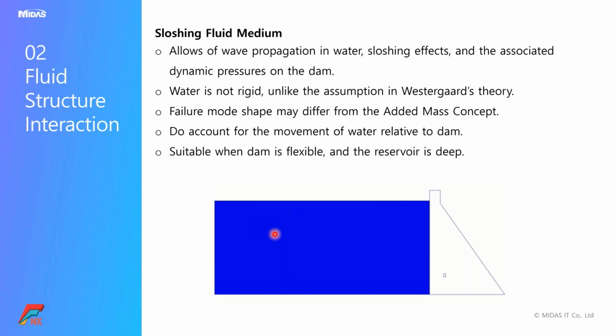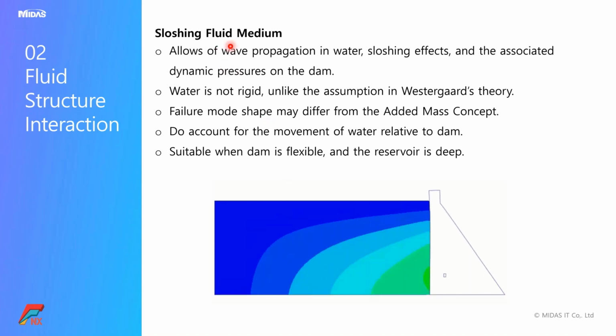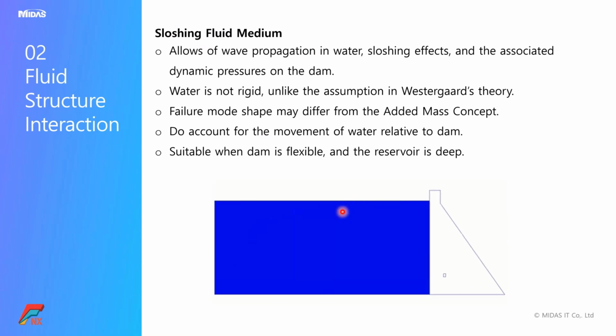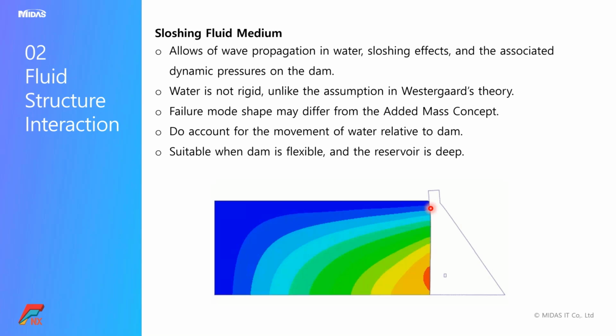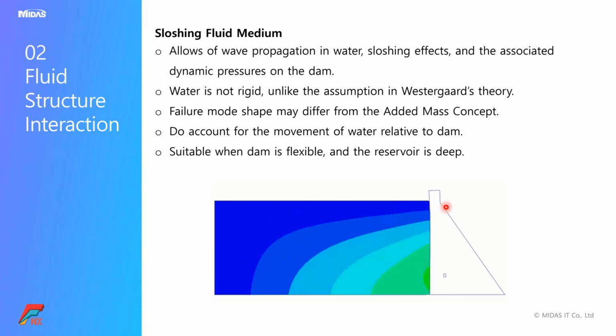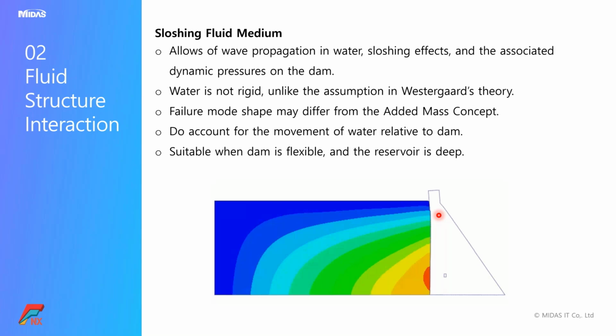So we are modeling the reservoir using the element called sloshing fluid. What it does is it allows wave propagation in the water. Whatever waves happen, it allows the wave propagation, and because of that sloshing, there might be additional force acting onto the dam. So we will have waves that are created, and they may act with some additional force onto the dam during the earthquake itself. And water is not rigid, unlike the assumption in Westergaard's theory. And the failure mode shape may differ from the added mass concept.